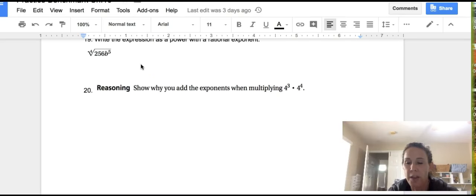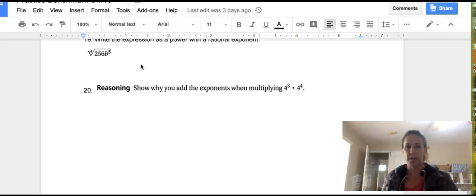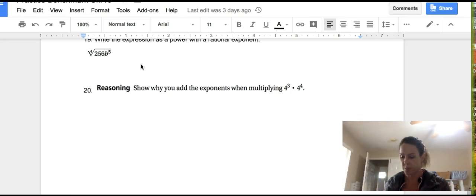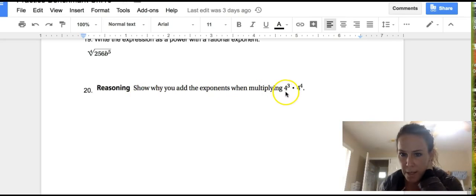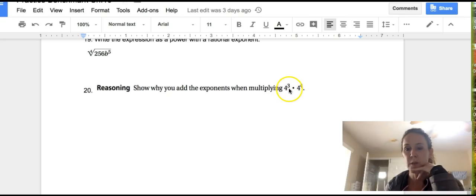Now, this was a lot of just practice in, do you know your properties and your laws of exponents? There weren't a ton of word problems on this set or even in this chapter. So I'd like you to know your reasoning and make sure you understand these properties. So on the test and on the practice test, when it says show why you add the exponents when multiplying, tell me, you have the same base, you add exponents, why? Show me. So here's what I'd like to see.